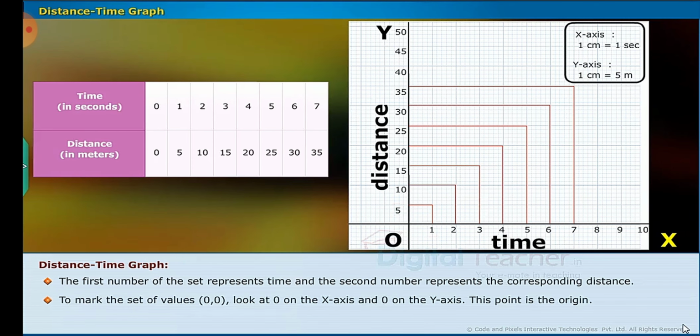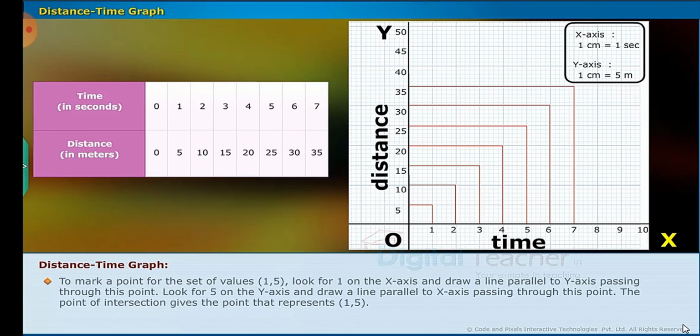To mark the set of values 0, 0, look at 0 on the x-axis and 0 on the y-axis. This point is the origin. To mark a point for the set of values 1, 5, look for 1 on the x-axis and draw a line parallel to y-axis passing through this point. Look for 5 on the y-axis and draw a line parallel to x-axis passing through this point. The point of intersection gives the point that represents 1, 5.